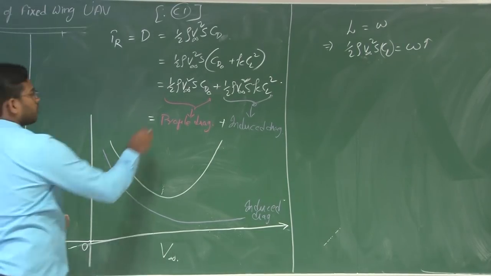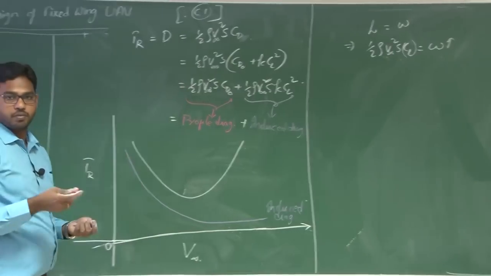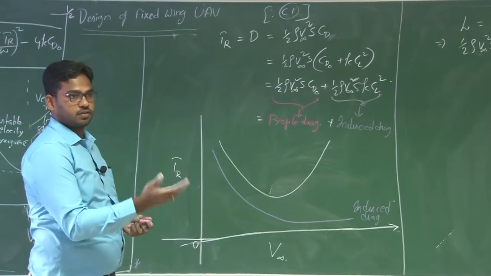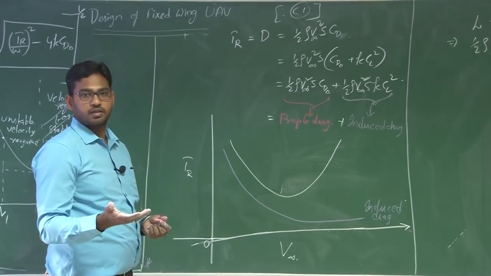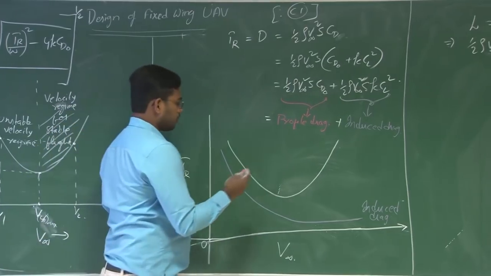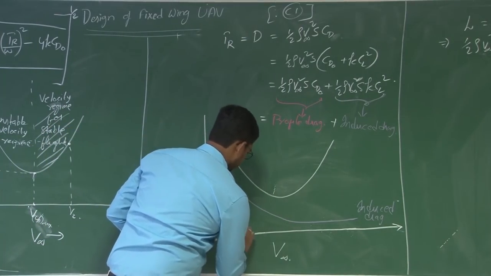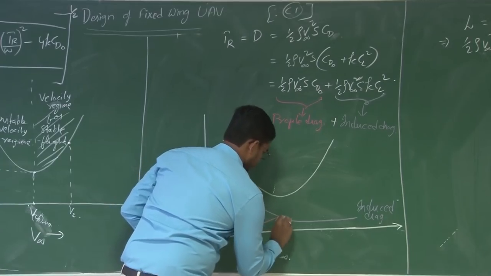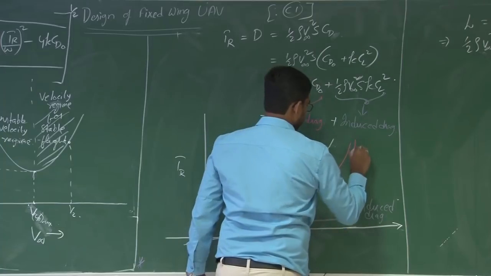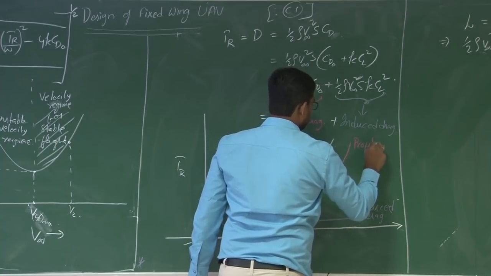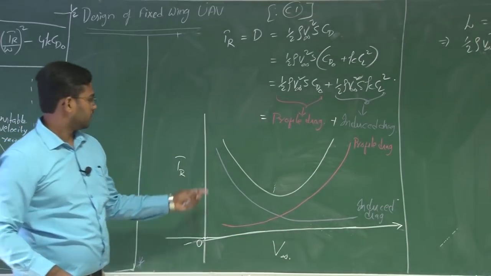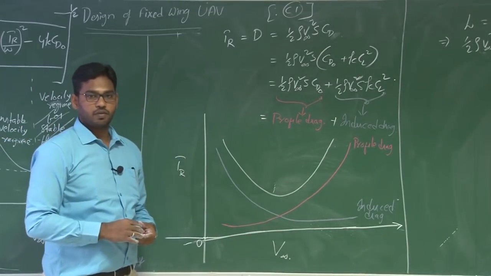Profile drag is proportional to velocity here because CD naught almost remains constant. So at lower velocities, it has a minimum, and as the velocity increases, your profile drag requirement increases, right? This is the profile drag curve variation with velocity. This is the induced drag curve variation with velocity.